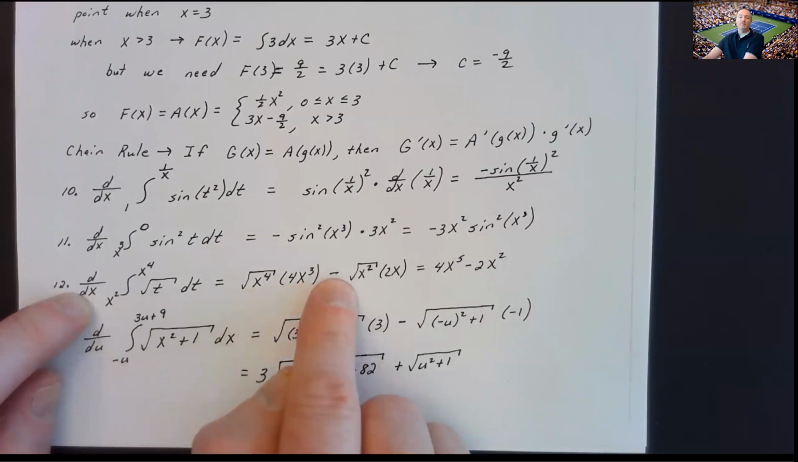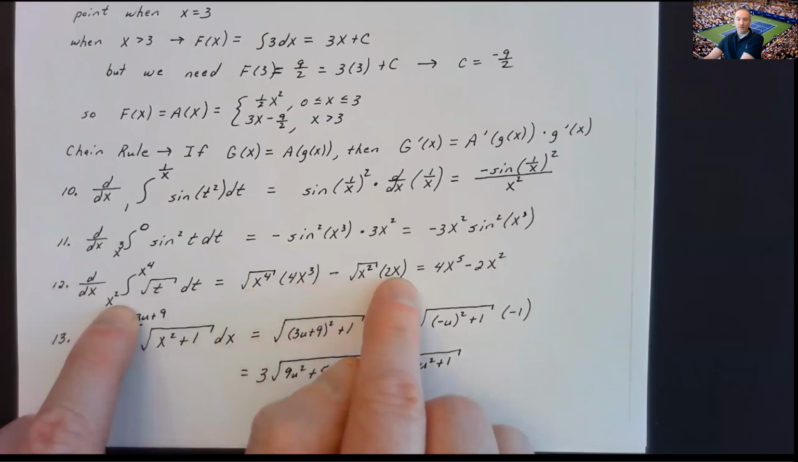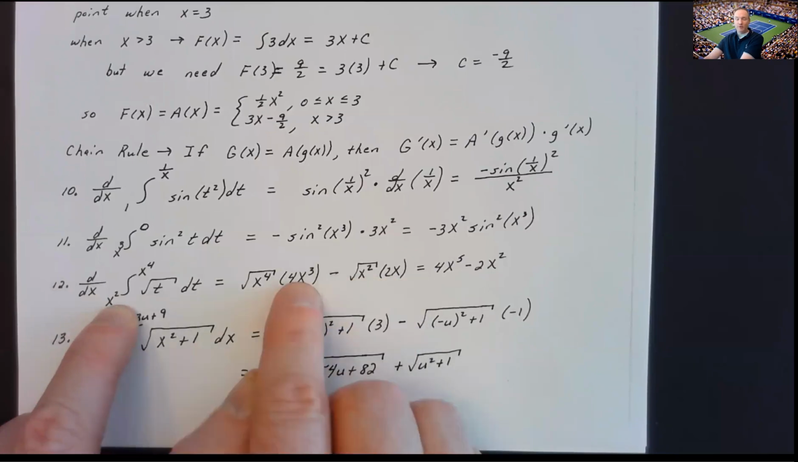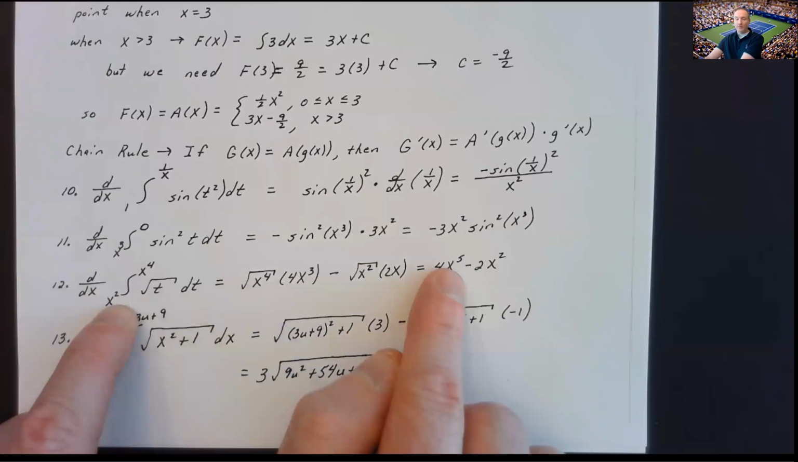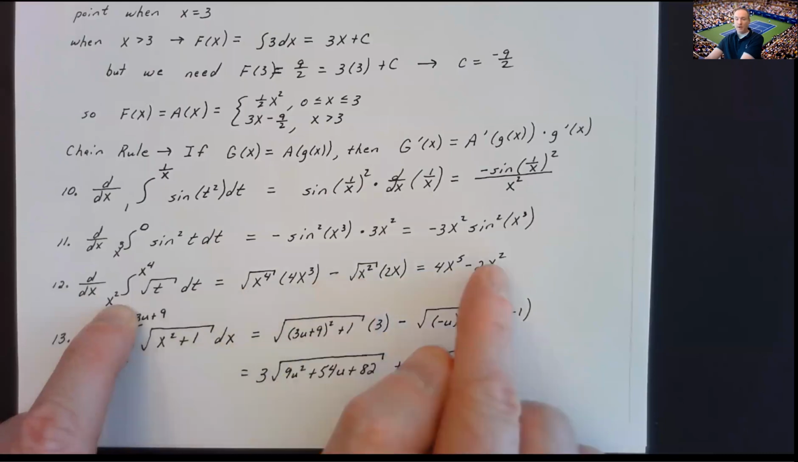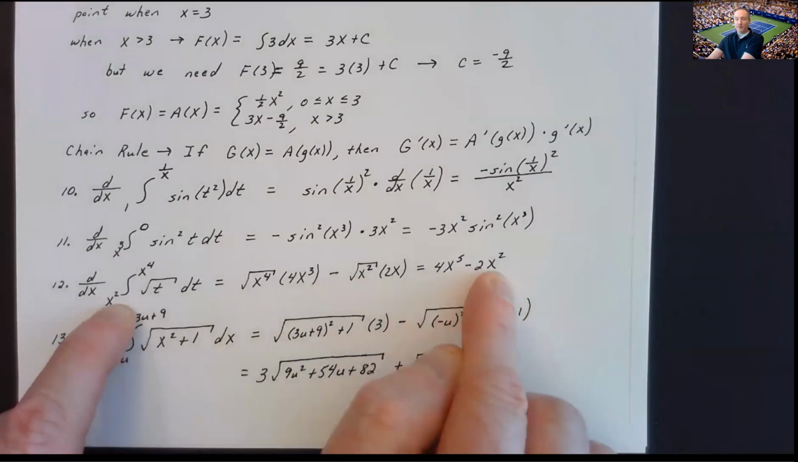Minus, and why is it minus? Because you always subtract the lower limit of integration: minus the function evaluated at the lower limit, the square root of x squared, times the derivative of what I'm plugging in. Derivative of x squared is 2x. Now, when I simplified this, I just said this first term is going to be 4x cubed times x squared for 4x to the fifth. The second one's going to be x times 2x for 2x squared. So I get 4x to the fifth minus 2x squared.